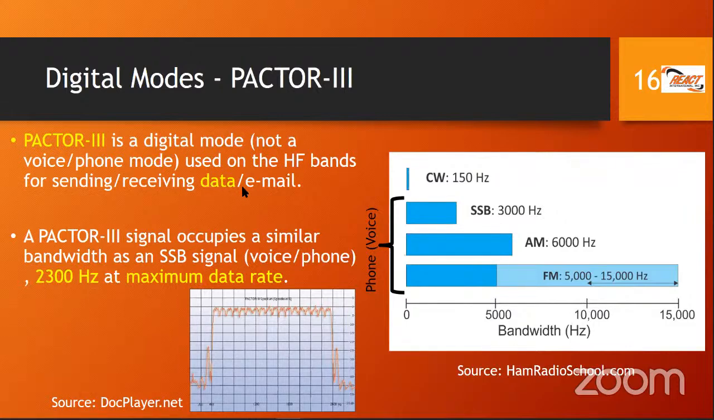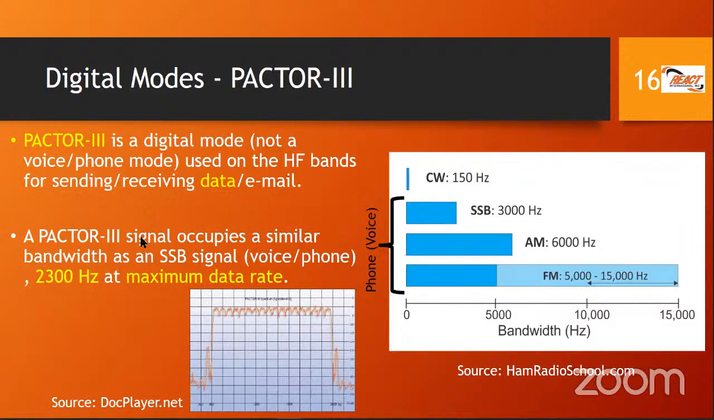over our radio transmissions. And a PACTOR 3 signal, because it's going over the air, will occupy some amount of bandwidth. And we're saying here, for the purpose of your exams, that a PACTOR 3 signal occupies a similar bandwidth, not the same or not the exact, a similar bandwidth as that of a single sideband or SSB signal. And we're saying the PACTOR 3 actually occupies about 2300 hertz or 2.3 kilohertz at its maximum data rate. And here's a little diagram showing a PACTOR 3 signal, and we're seeing that it occupies approximately 2300 hertz or 2.3 kilohertz of bandwidth. And again, we just kept this bandwidth graph here to show you that SSB signals could take up to about 3000 hertz as well.